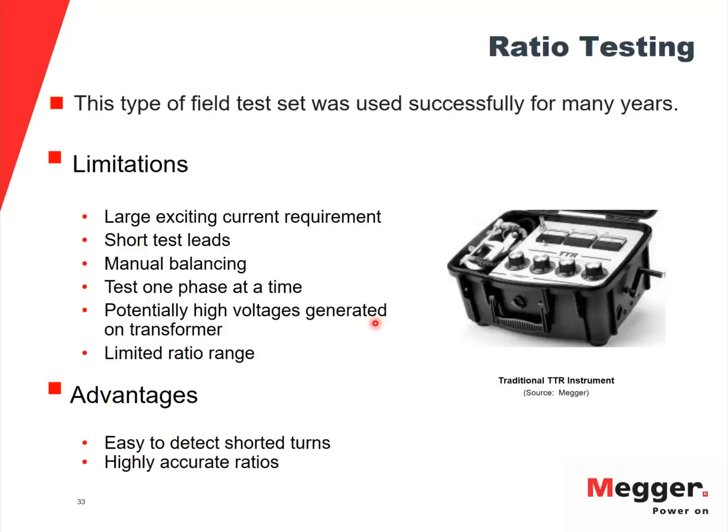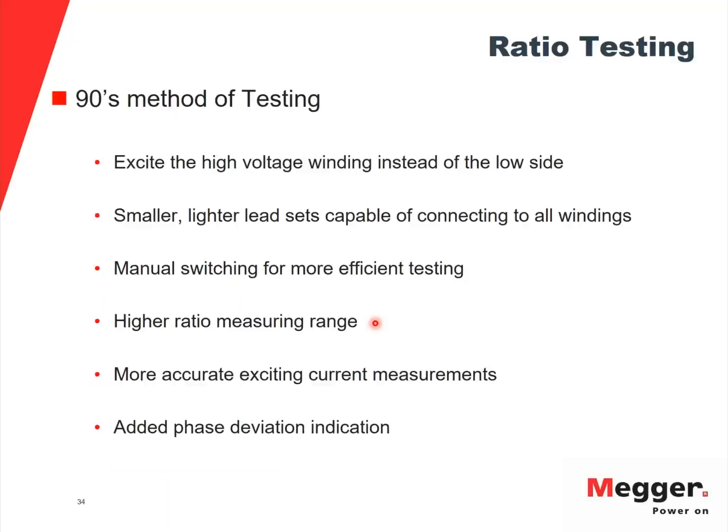As we moved along and had better technology available back in the 90s, people started developing instruments that would apply the voltage on the primary side and measure the induced voltage on the secondary side. In addition, you would measure the polarity and the phase angle, and you would have all the leads connected to all the phases of the transformer, but you would have to manually switch from one lead terminal to the other. So there was still some manual work needed to perform the test with the instruments available back in the 90s.